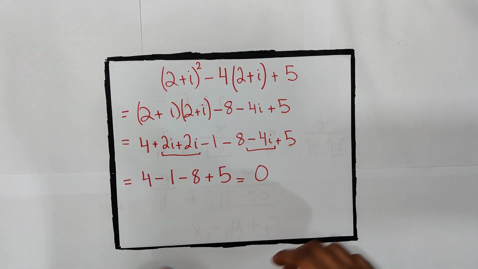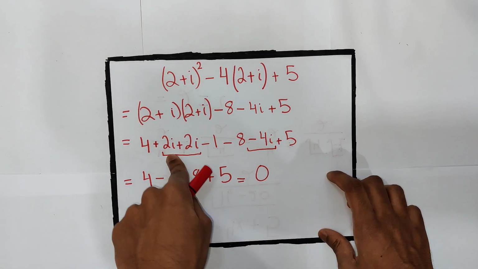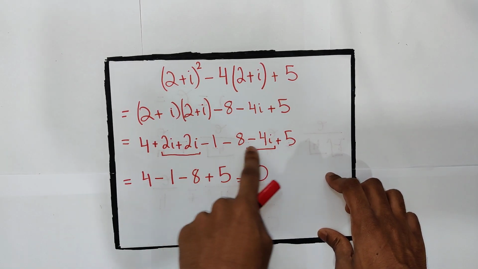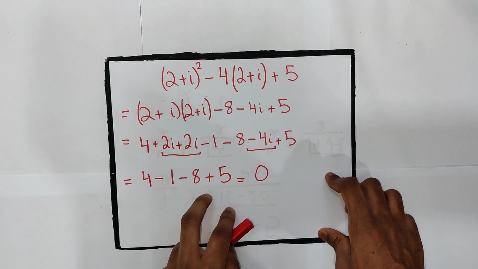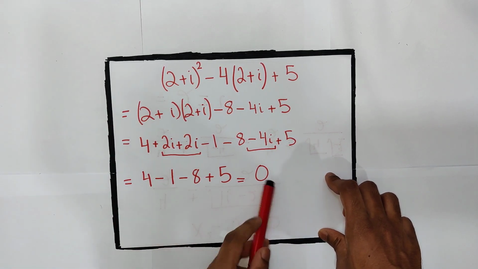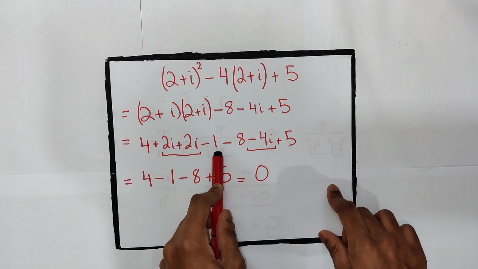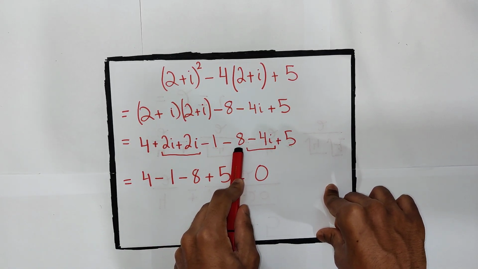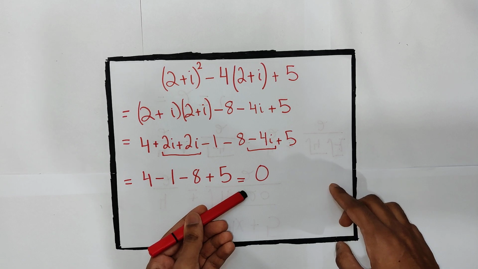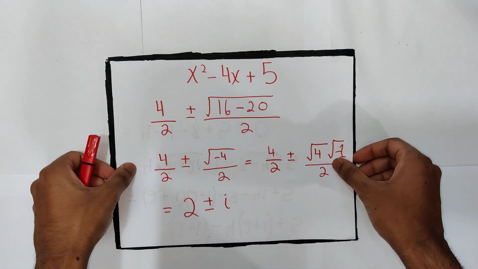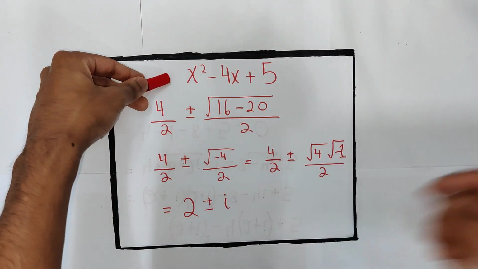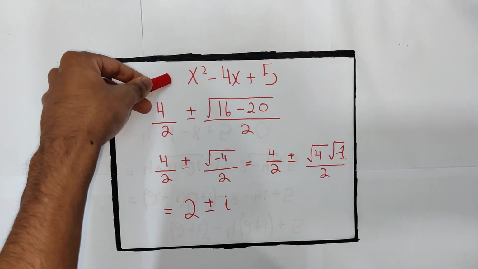Something interesting happens at this step, because you'll notice that the 4i minus the 4i cancel out. The imaginary parts cancel out to leave us with 0, because 4 minus 1 is 3, minus 8 is minus 5, plus 5 is 0. So, by introducing i, we now have a root to this equation, which we did not otherwise have.